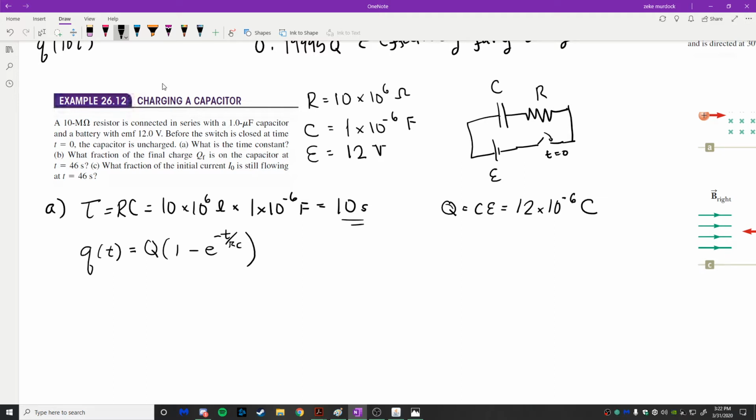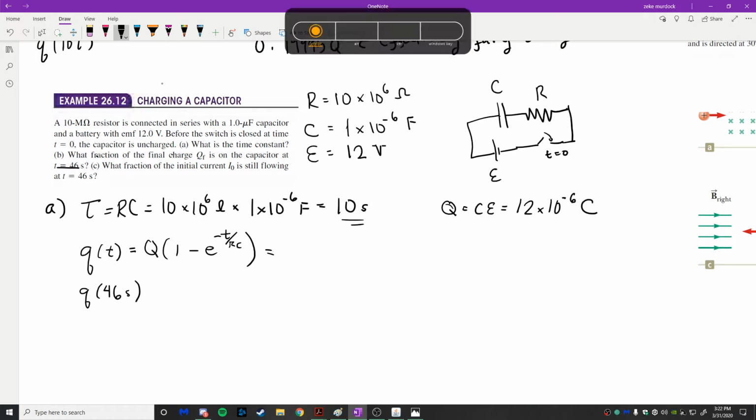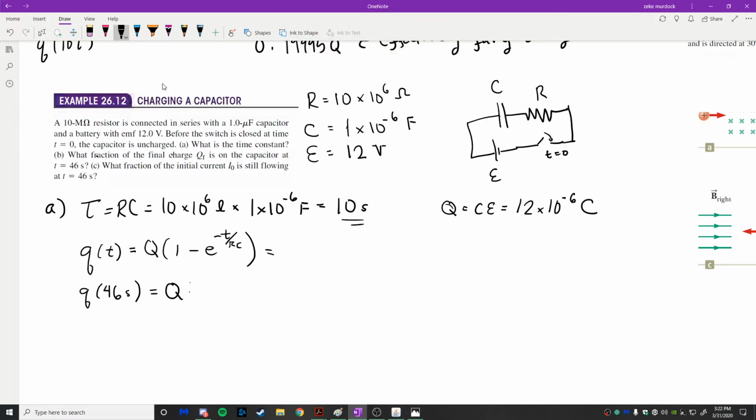Now, since we've already calculated what this is, we can actually make this quite simple here. Our charge, right? Oh, what are they asking us, though? What fraction of the final charge, right? We need a fraction here, right? So the question is, at t equal to 46 seconds, that's the time that they want us to use, what fraction of the maximum charge do we have, okay? And if we plug the things in here, this is e to the negative t, which is 46 seconds, divided by R times C, which we already saw was equal to 10.